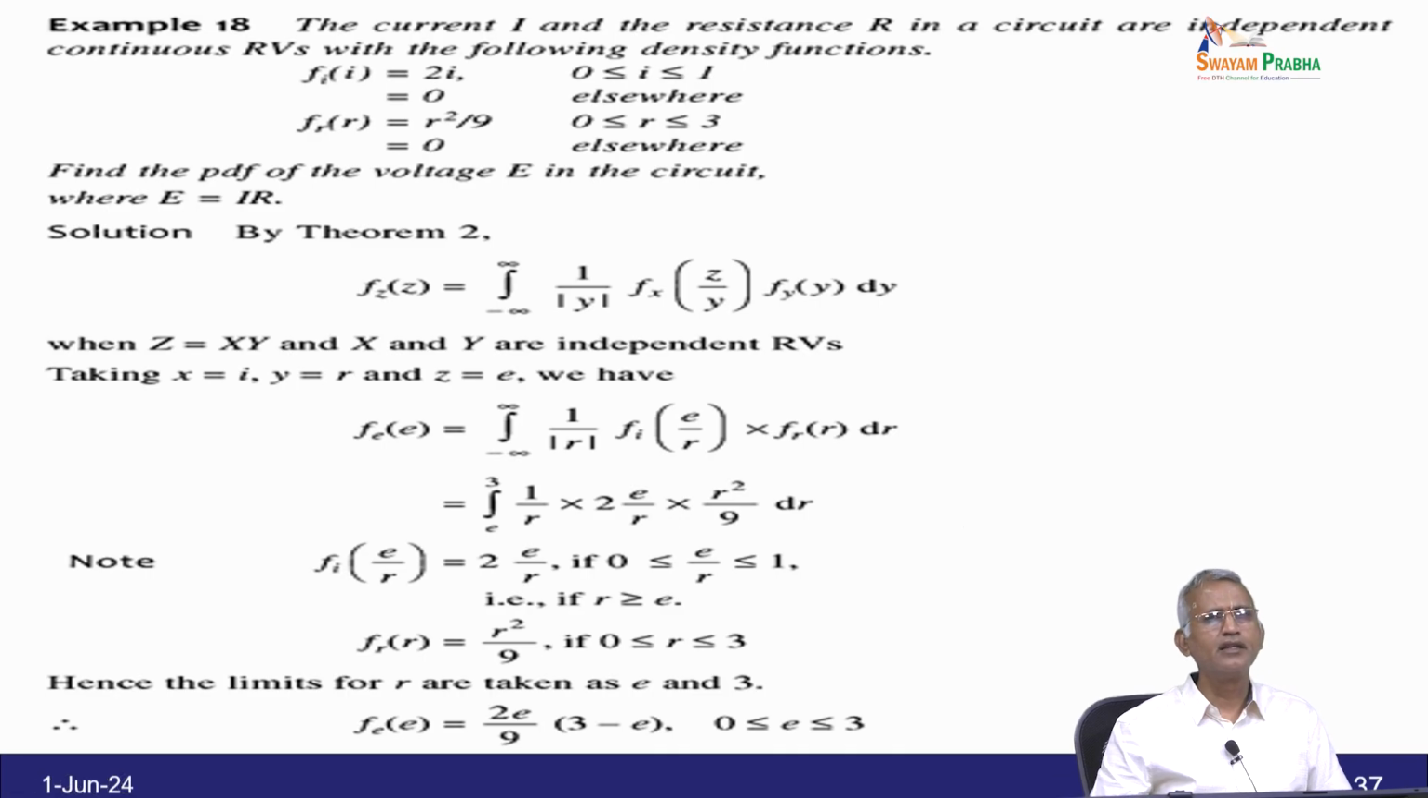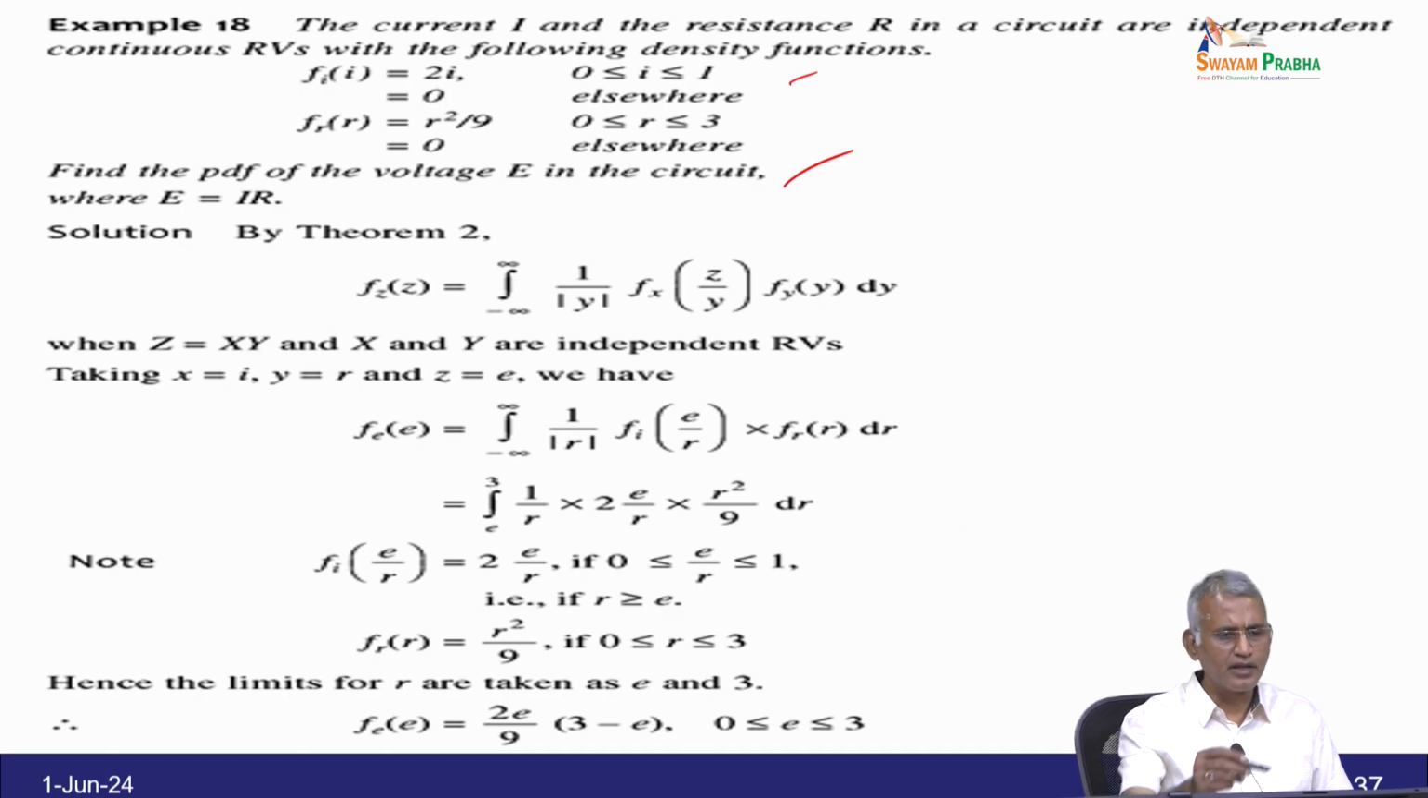Next, the 18th problem. The current I and the resistance R in a circuit are independent continuous random variables with the following density functions: f_I(i) equals 2i, where i varies from 0 to 1, otherwise 0. f_R(r) is r squared by 9, where r lies between 0 and 3. Find the PDF of the voltage E in the circuit. Here E equals IR.